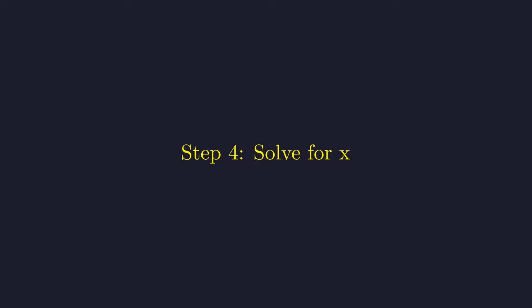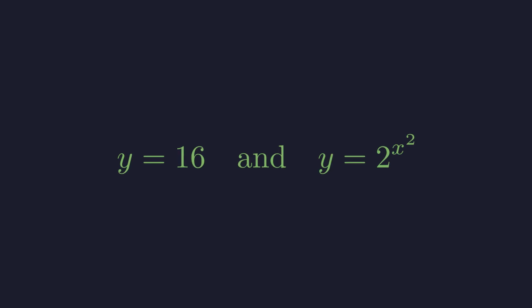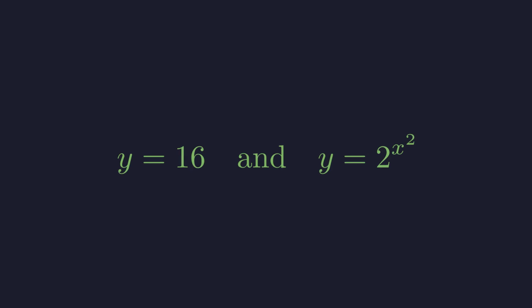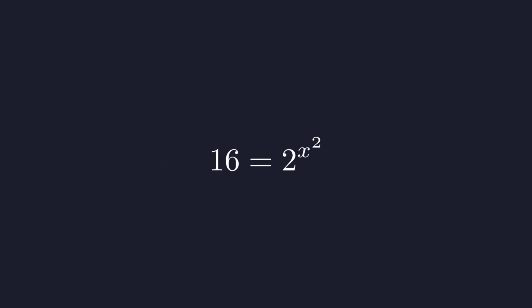Great! But remember, we're not done yet. We need to find x, not y. Time to work backwards from our substitution. We know that y equals 16, and we also know that y equals 2 to the x squared. So we can set these equal to each other and solve for x. So 16 equals 2 to the x squared.